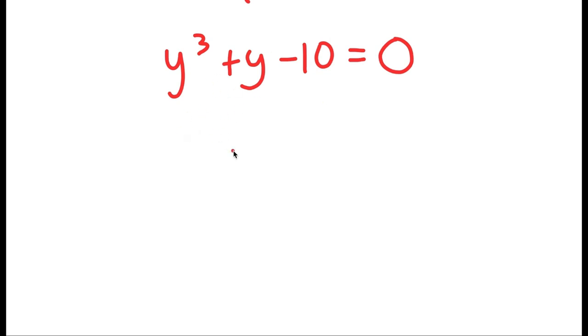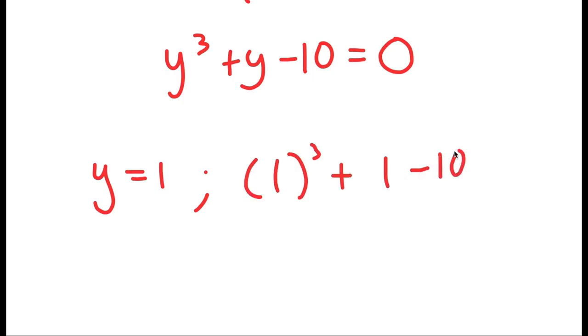Now, what I need to do is first find one solution of y, and then once I have that solution, I can find the remaining solutions. So to find that first solution, I'm just going to test values of y. We're going to start with y equals 1. So when y equals 1, I have 1 to the power of 3 plus 1 minus 10 is equal to 0. Well, 1 to the power of 3 is 1, 1 plus 1 is 2, 2 minus 10 is negative 8, which does not equal 0, so this does not work.